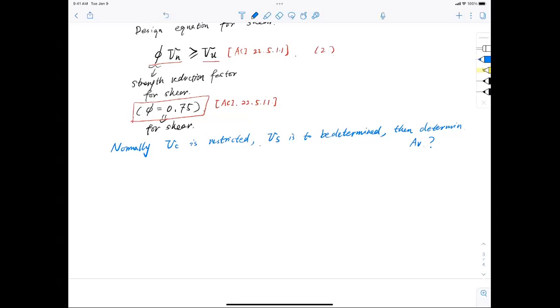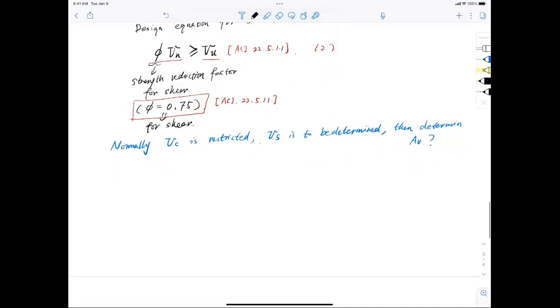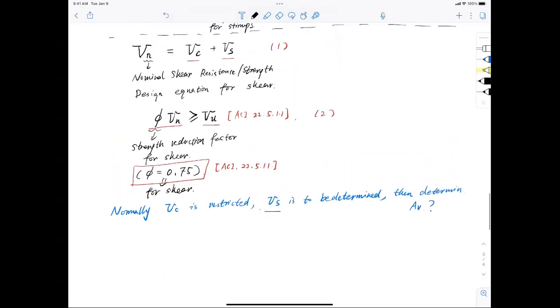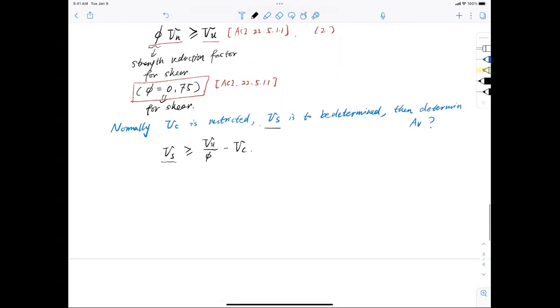So with that, if I want to follow this logic, if I want to find out Vs, then I cannot use equation 1 or 2 straight. I have to use an alternative equation, right? The alternative equation is Vs, the shear resistance from the steel, has to be greater than or equal to Vu divided by phi minus Vc.